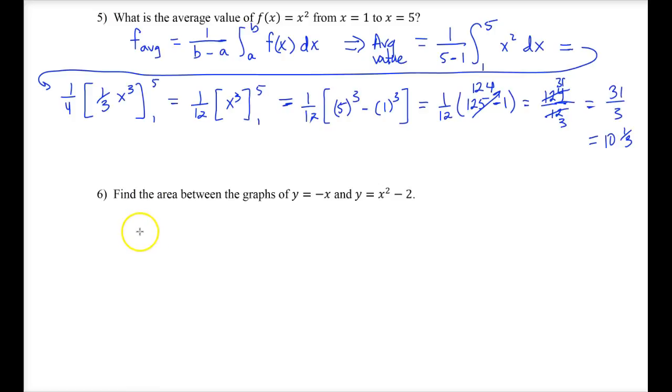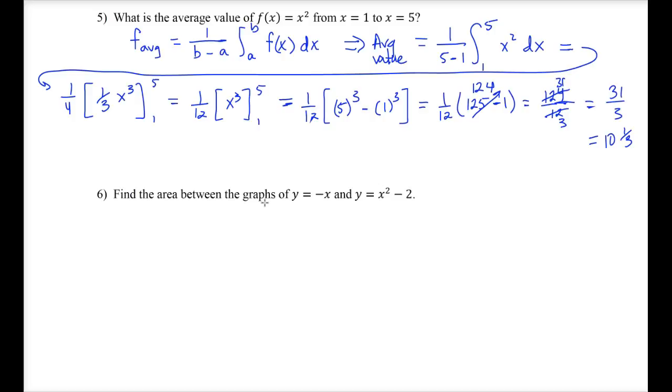Okay. So now we want to go to question number 6, which is asking us to find the area between the graphs of y equals negative x and y equals x squared minus 2. So what I'm going to do first here is just pause, and I'm going to draw these graphs so that you see what they look like. And then after I do that, we'll be able to look at this and interpret what we're talking about in terms of area, and we'll know exactly what type of definite integral we need to be able to establish.